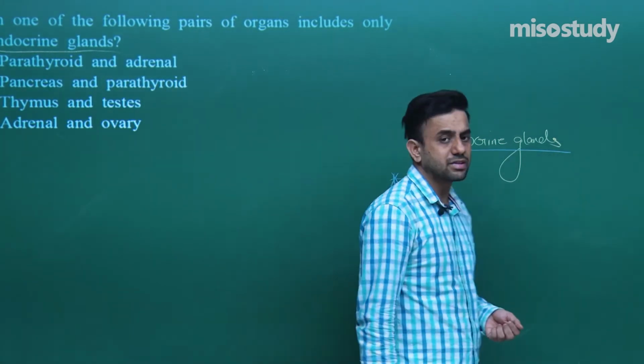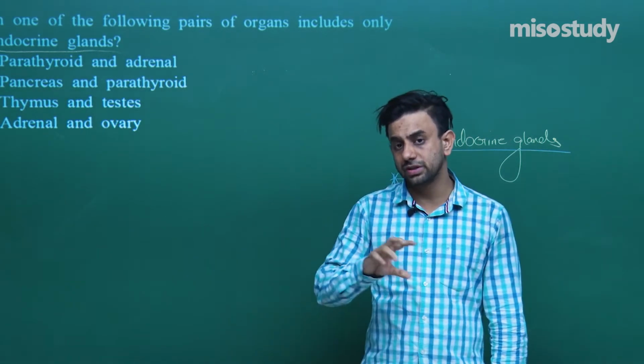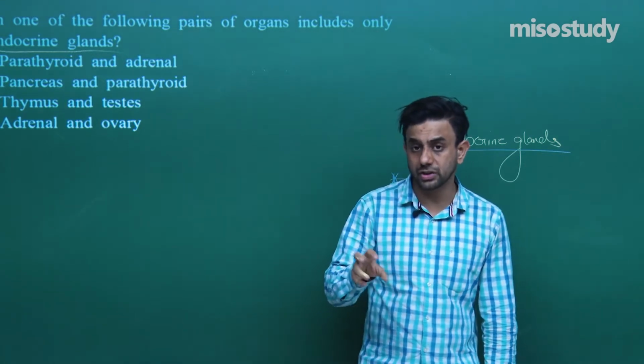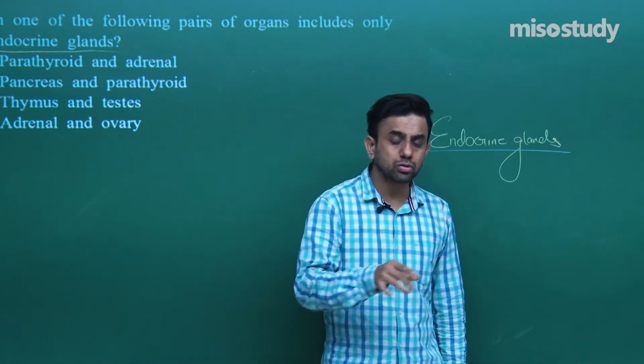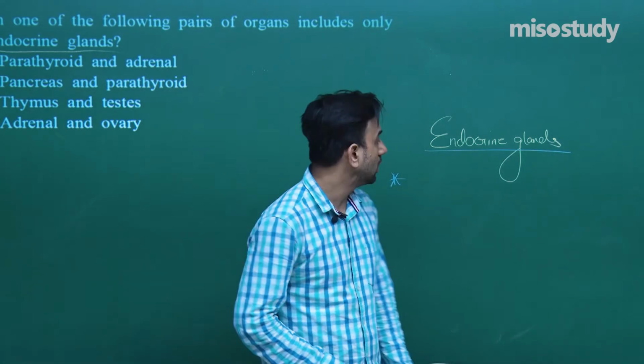The endocrine glands are ductless glands, which will release the secretion. These are without any duct, and they will pour the secretion into the blood. So, through the blood circulation, these hormones will reach the target area, right.